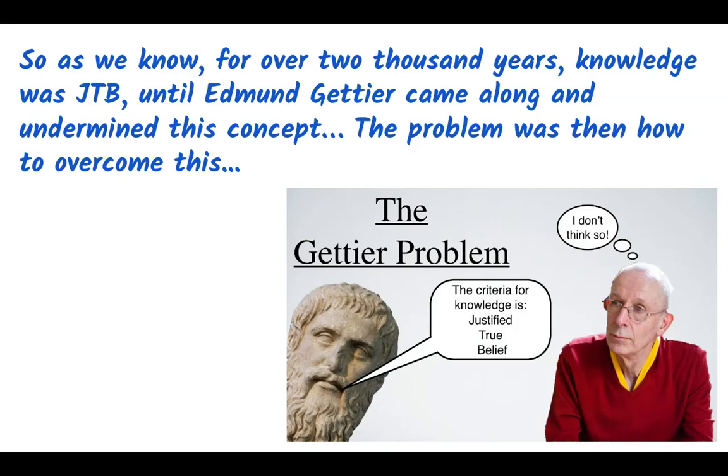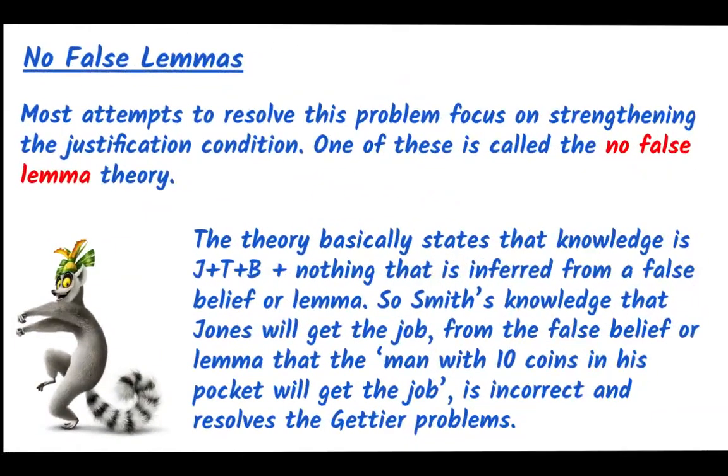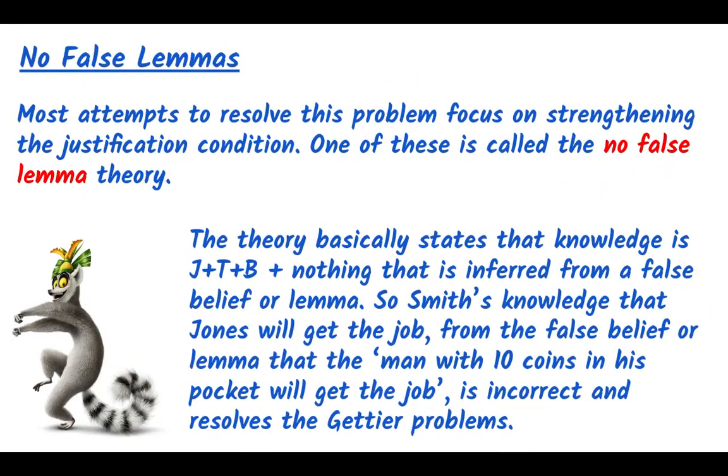Now, there's a couple of theories that arise, and the first one is a theory called no false lemmas. Most attempts to resolve the problems that Gettier identified focus on strengthening the justification condition. One of these is the no false lemma theory, and basically the theory states that knowledge is justified true belief, a concept that we're already familiar with, plus nothing that is inferred from a false belief or lemma.